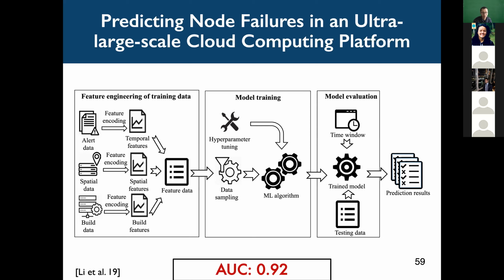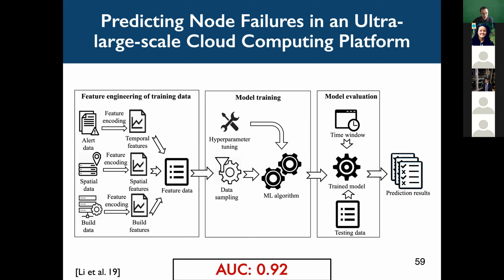So what is AUC, right? AUC is a popular metric to evaluate the performance of a machine learning model. AUC ranges from 0 to 1. The higher the better. If the AUC is closer to 1, it means the model is better. Okay, so here AUC is 0.92, which is very high. So we can accurately predict whether a machine will fail in the future, right?